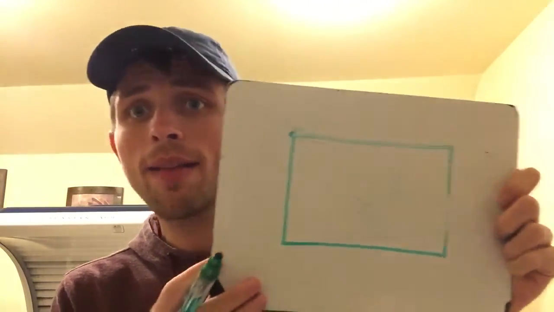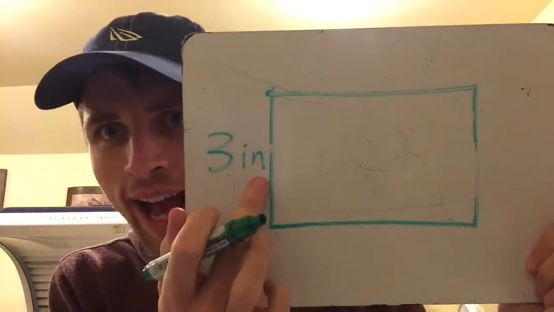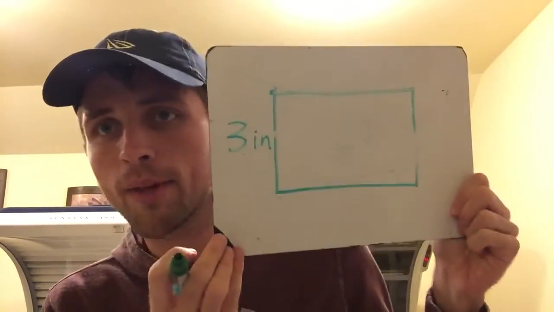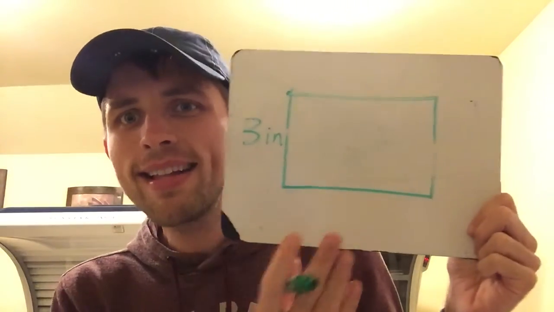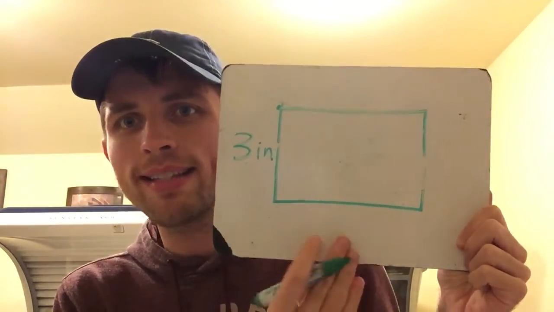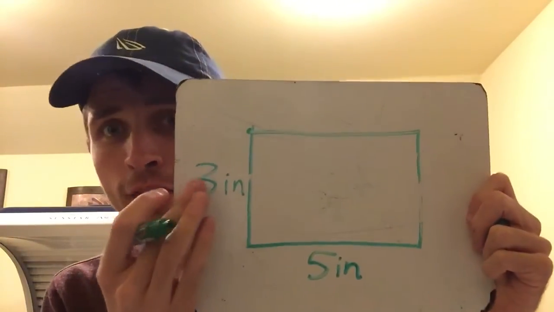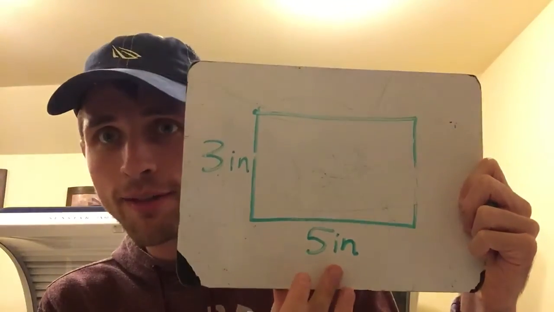Okay, now, so let's say that this has a length of 3, let's say inches, okay? And I'm going to show inches with IN, 3 inches, okay? And let's say this is a little longer than this, so let's say that this has a length of 5 inches. I mean, a width, sorry. So I have a length of 3 inches and a width of 5 inches, right?